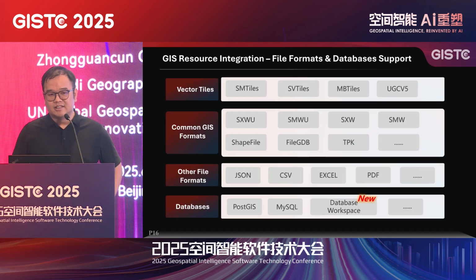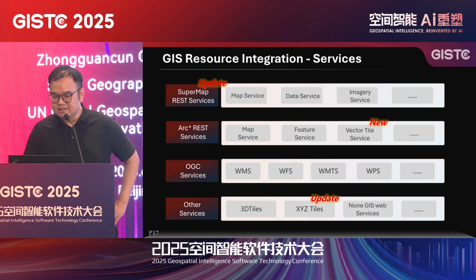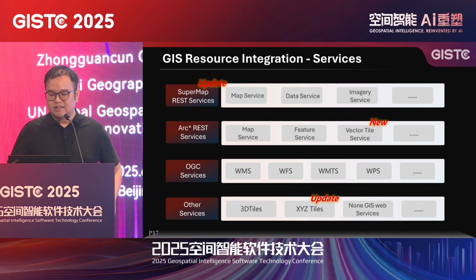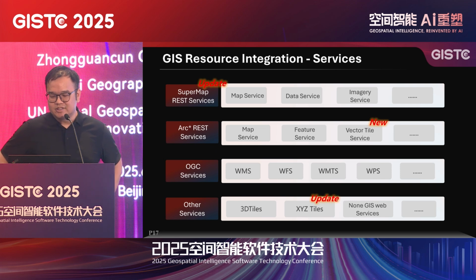So this table shows the file formats and the databases that we support. It includes all the common GIS formats, vector tiles, databases. These are the services we support. If you have SuperMap iServer, you can publish either map services or data services, and they can be seamlessly imported into the portal. Besides the SuperMap services, we support the OGC standard geo services like WMS, WMTS. On top of that, we can also import ArcGIS services like their map service and data service. We recently just added their vector tile service as well.